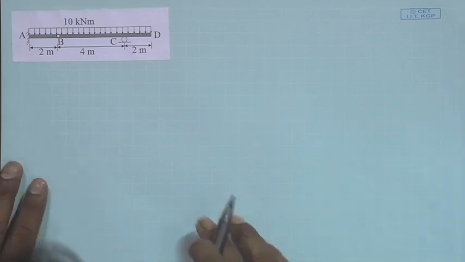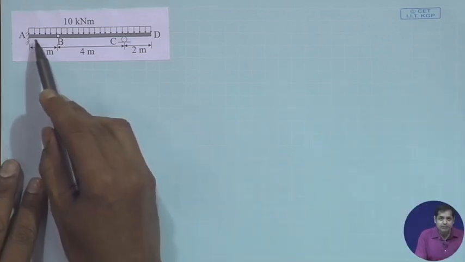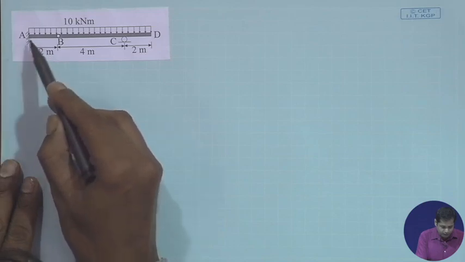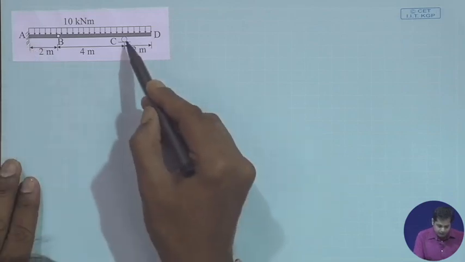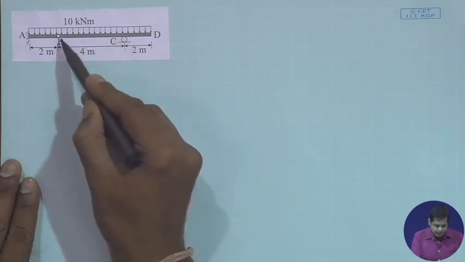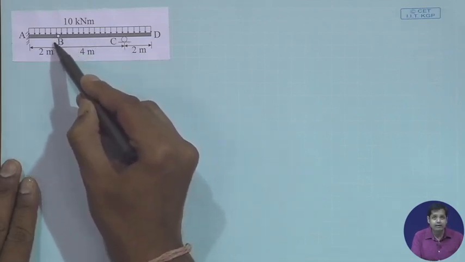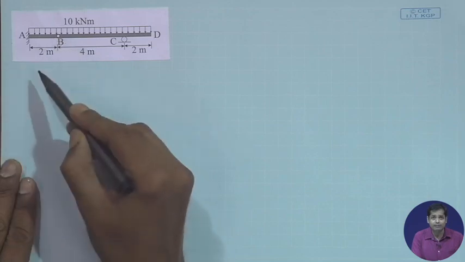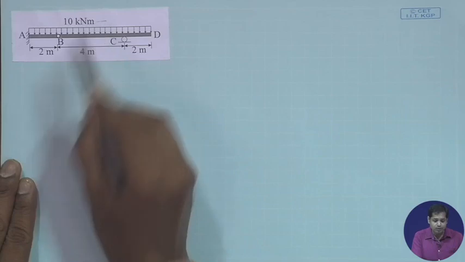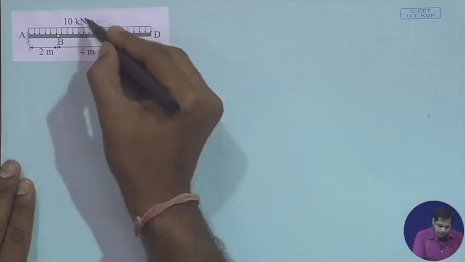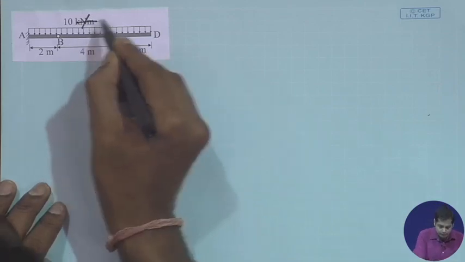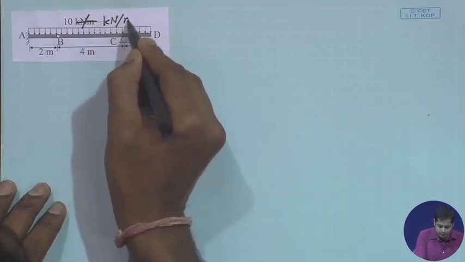This is a beam where support A is a fixed support, and then we have a roller at C, and in addition to that you have an internal hinge at B, right? And then the beam is subjected to a uniformly distributed load of 10 kilonewton per meter. Okay, this is kilonewton per meter.